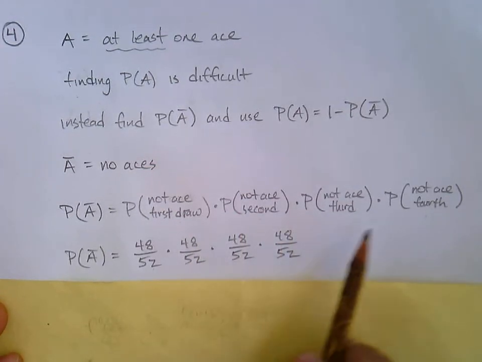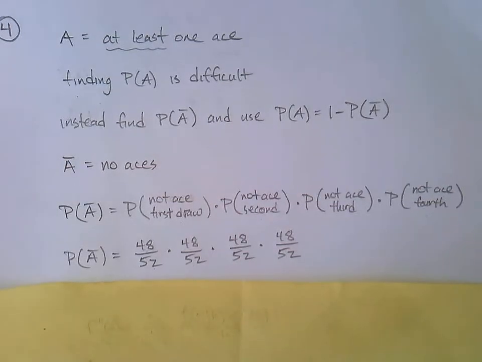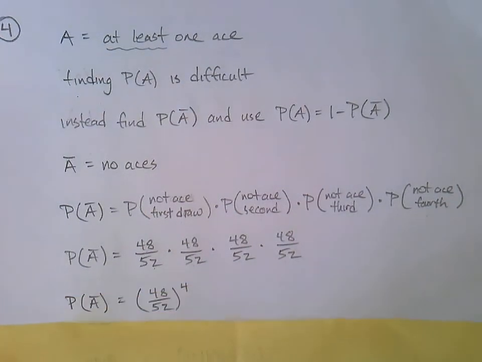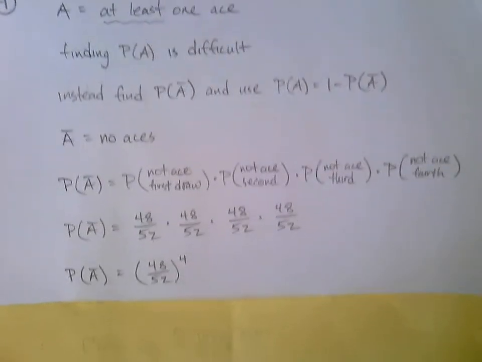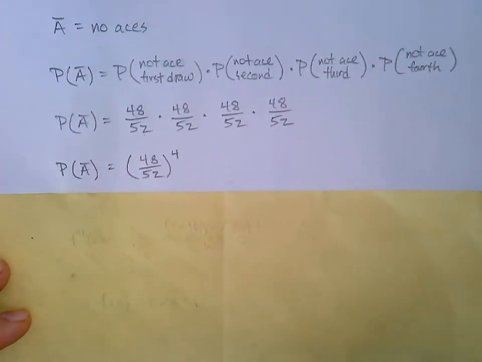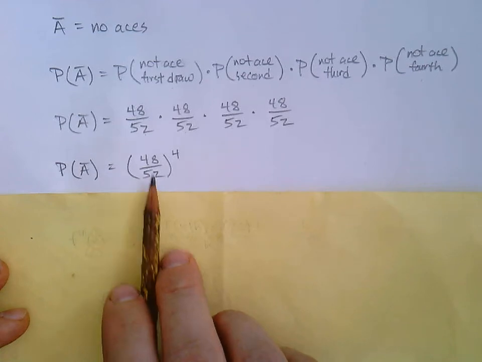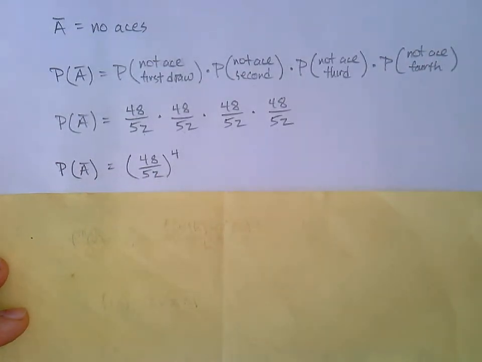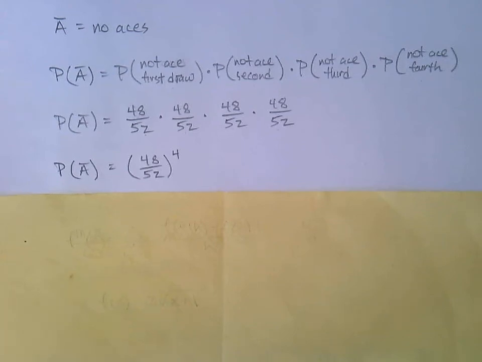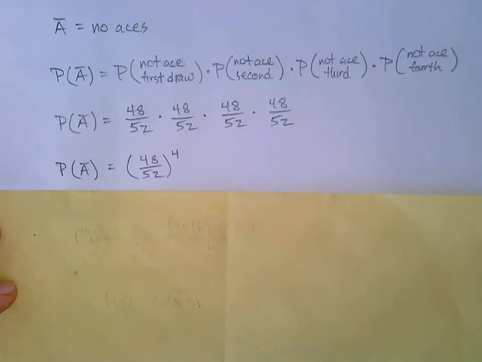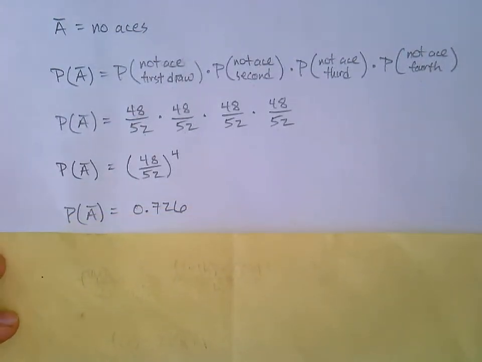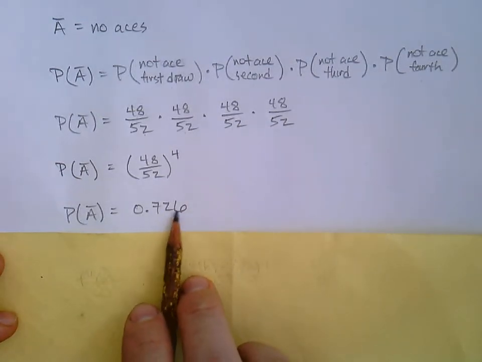The third, still 48 out of 52. The fourth, still 48 out of 52. And we can multiply all of these together. Now maybe you notice something. Hey, since they're all the same number, we could use an exponent here. This is kind of a personal preference. 48 out of 52 to the fourth. And so you can just grab your calculator and type that in. Here, we just want the decimal for the time being. This was the decimal rounded to 3 places, 0.726.